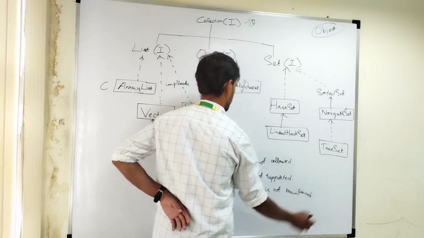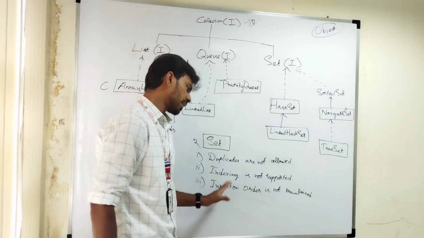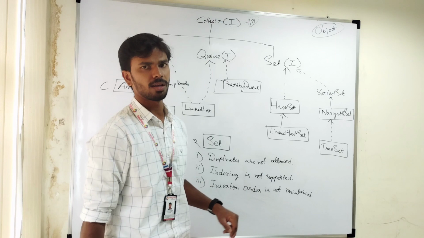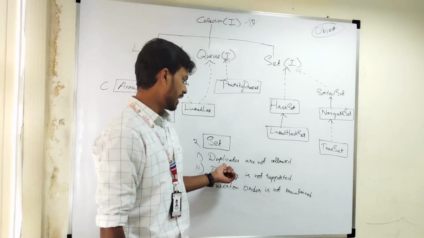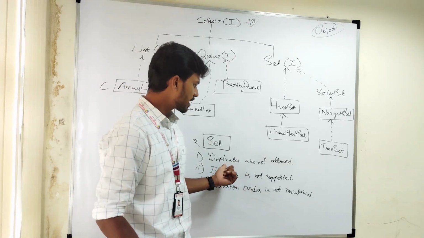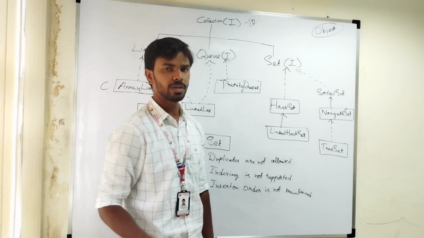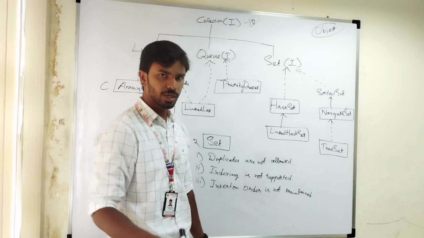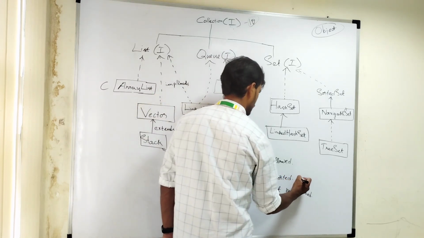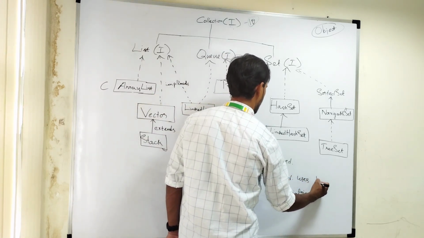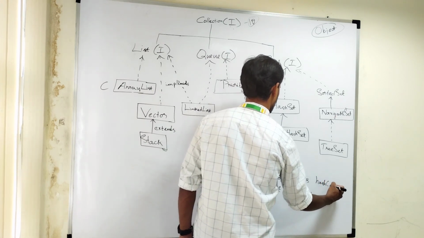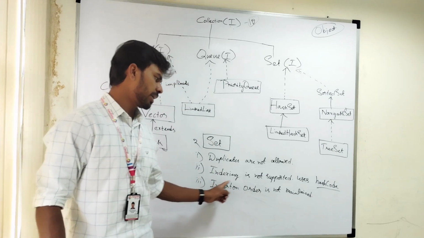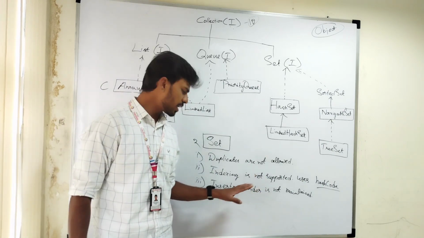So these are the 3 important characteristics of the set interface. It is quite opposite to the list interface, right? In list duplicates are allowed, but in set duplicates are not allowed. In order to refer to the unique elements, indexing is not supported because it uses the hashing technique. It uses hash code. So indexing is not supported for the set family.